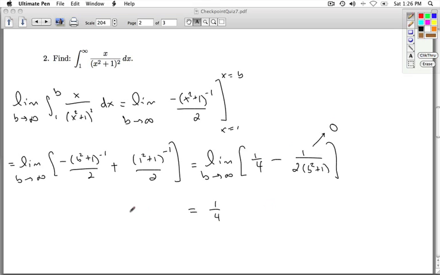And so we would say that the integral from 1 to infinity of x over x squared plus 1 squared dx, we would say that this integral converges, and it converges to the value 1/4. And that'll do it for number 2.